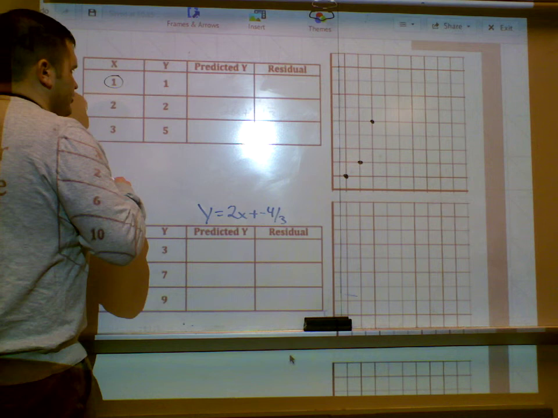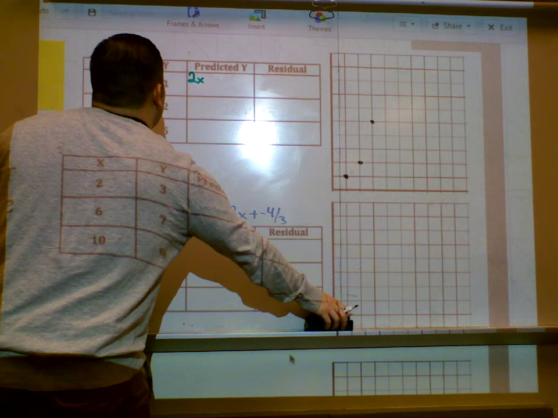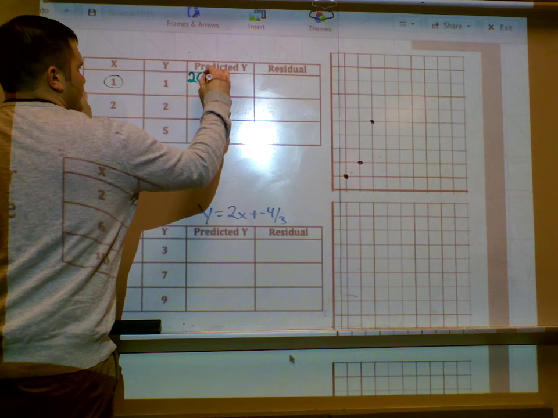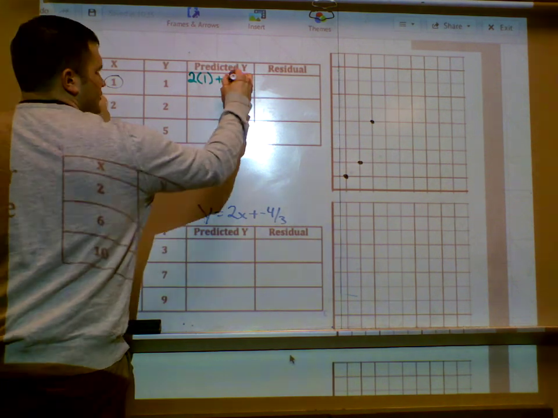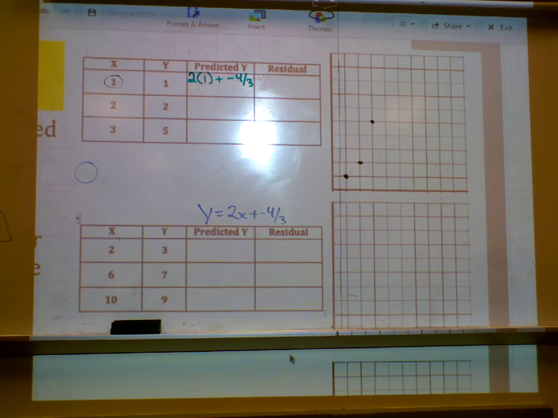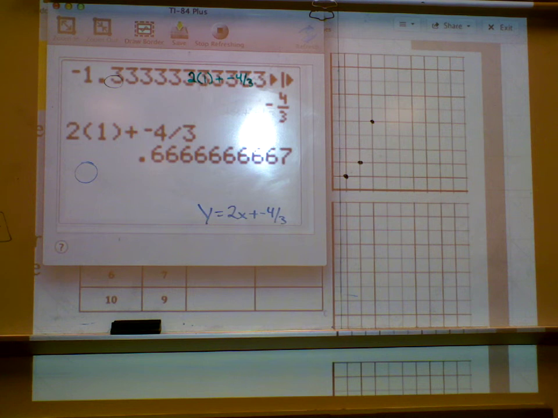Okay, so we do 2x. Oh, wait, not an x. What am I plugging in for x? 1. So 2 times 1 plus negative 4/3. Look at this: 2 times 1 plus negative 4 divided by 3. Hit enter. There's my predicted y value.